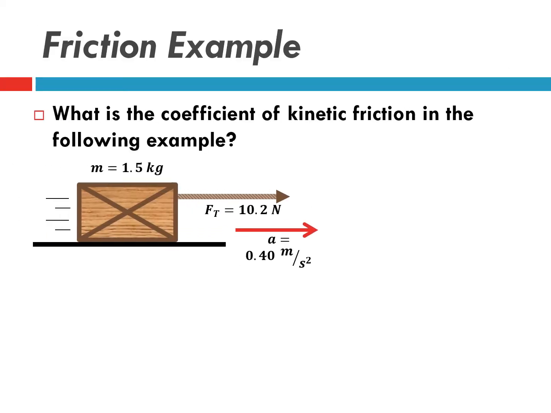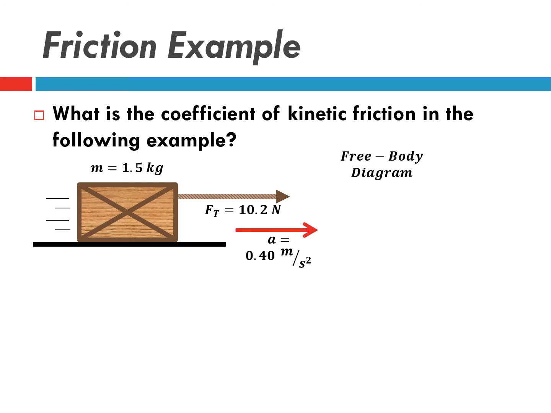In this example, we have a 1.5 kilogram box that's being pulled by a force of 10.2 newtons, and it has an acceleration of 0.40 meters per second squared. So the question is, what is the coefficient of kinetic friction in this example? So we know that it's sliding because it is moving and it is accelerating. So the first step is for us to draw our free body diagram.